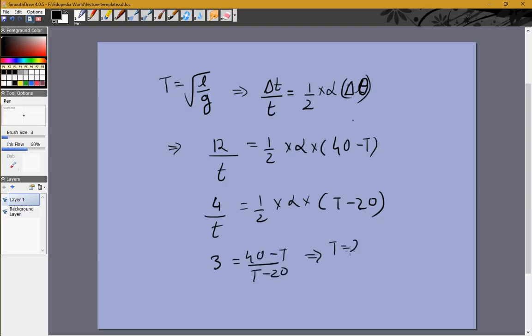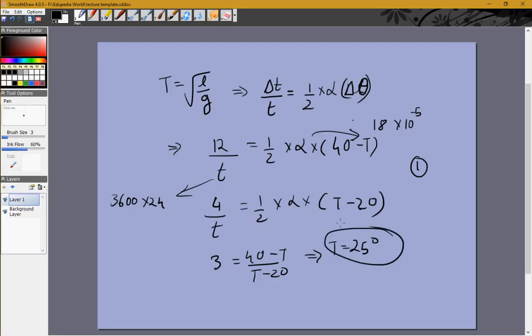From that you can get t is equal to 25 degrees. Small t, we already know what it is, 3600 into 24, the number of seconds in one day. From that you can calculate alpha, and once you do, the value of alpha will come out to be 1.8 into 10 to the power minus 5. So the answer is option 1, 25 degrees and 1.8 into 10 to the power minus 5. Actually, you did not even need to calculate alpha, just 25 degrees would have given you the correct option.